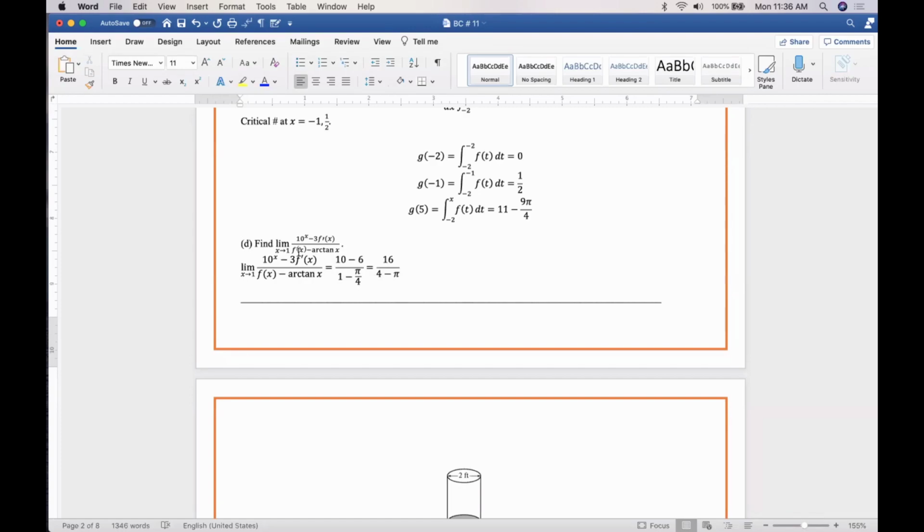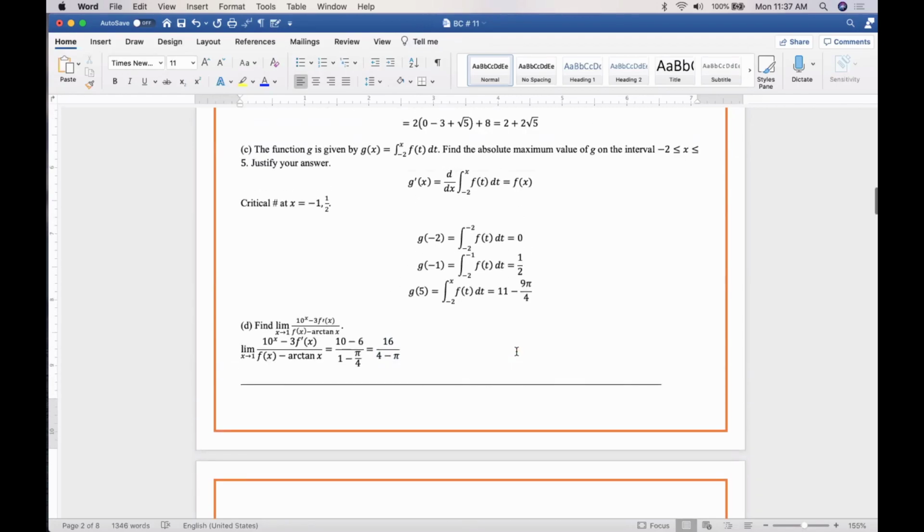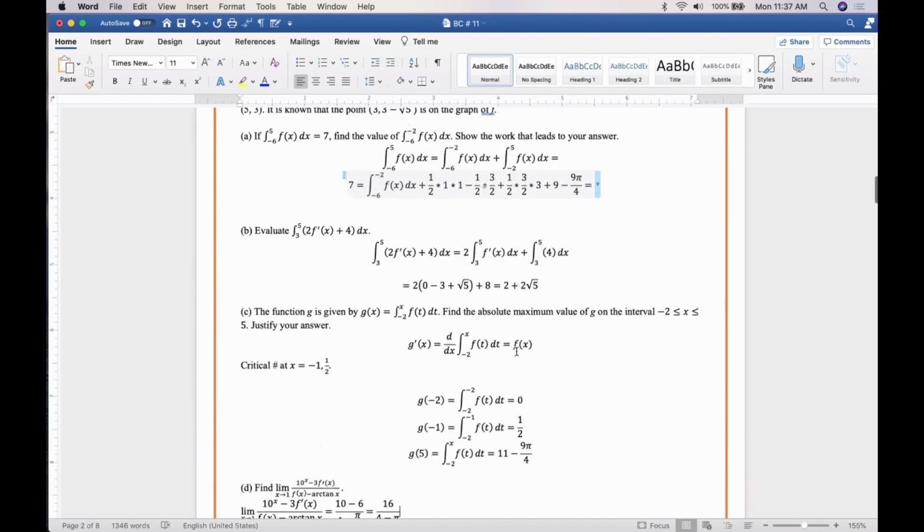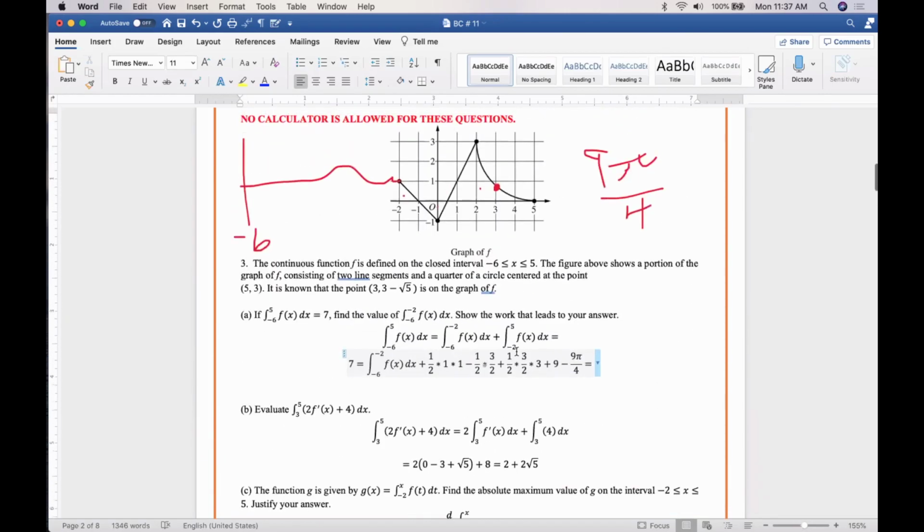Last part of this question was to find the limit of something here. When I found the limit of this, I found out that if I put the numbers in, I'm not getting 0 over 0 or infinity over infinity. I'm getting a value. So that's my value. That's my limit. It's just replacing this with numbers. And that's it. Anybody have a question about it? I'll repeat it if you have any question about this. Okay.